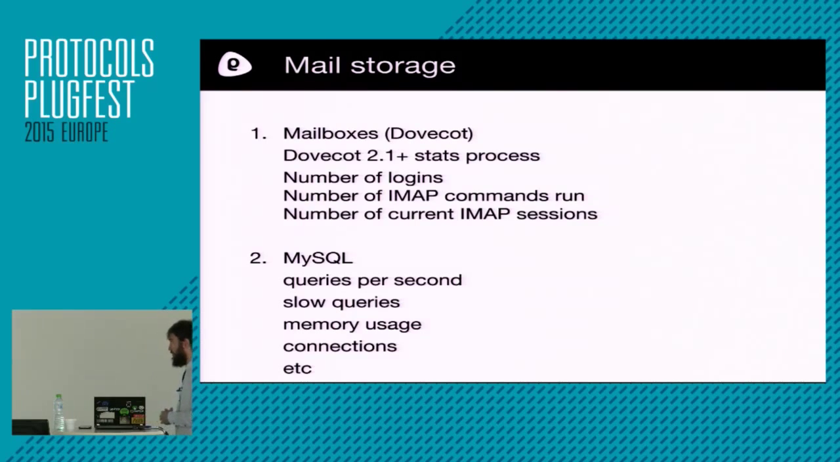Mail storage. When using Dovecot 2.1 and next versions, which we use in Sential Cloud, you have access to a stats process that is going to give you information on the number of logins and the number of IMAP commands that the different users are running, because it's going to be very different performance-wise if the clients are just idle or if they are running commands like search. That's going to kill your storage performance. And also the number of current IMAP sessions and a couple of more things.